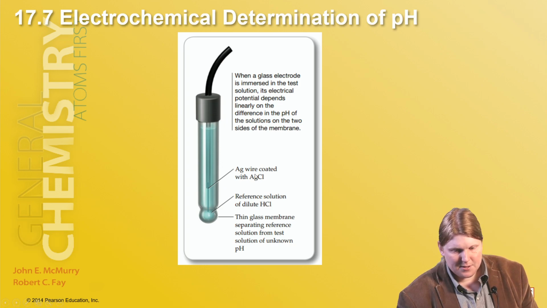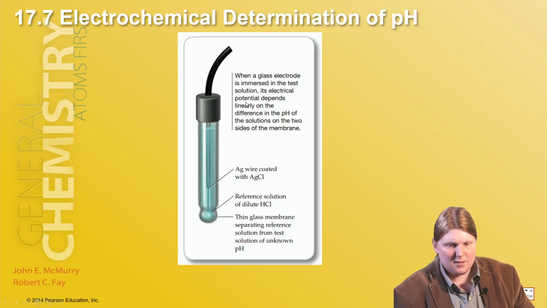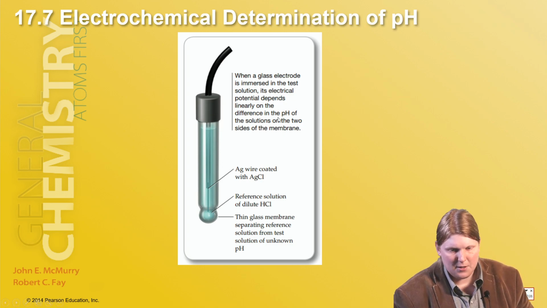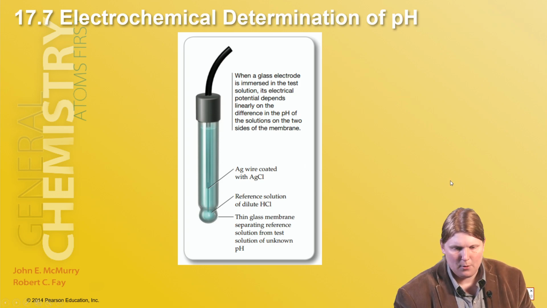So like here they have this silver wire with silver chloride and a dilute hydrochloric acid. So there's a little potential here. And this separates the test solution from this. And when the glass electrode is immersed, its electrical potential depends linearly on the difference in pH of the solutions on the two sides of this membrane, the internal membrane and the external membrane.